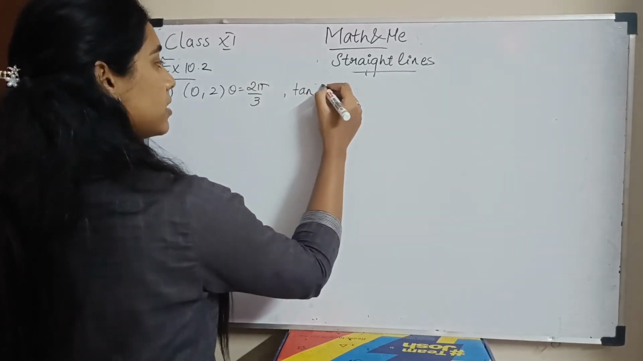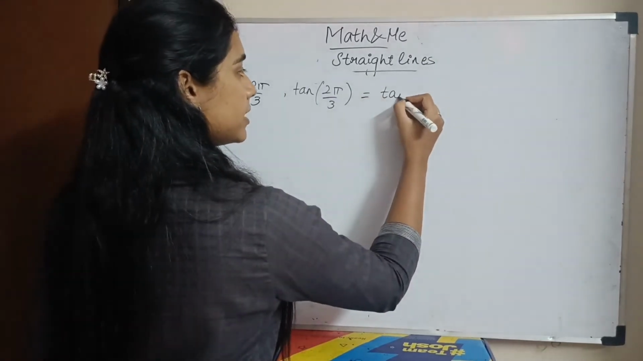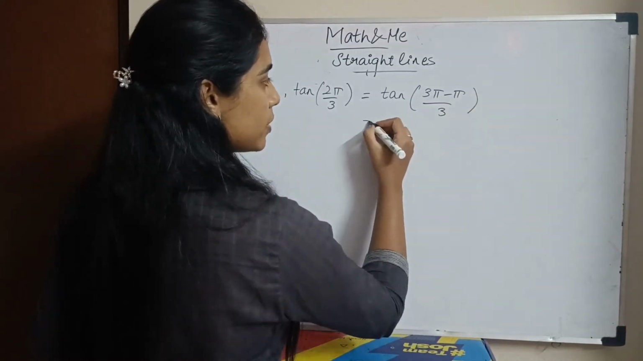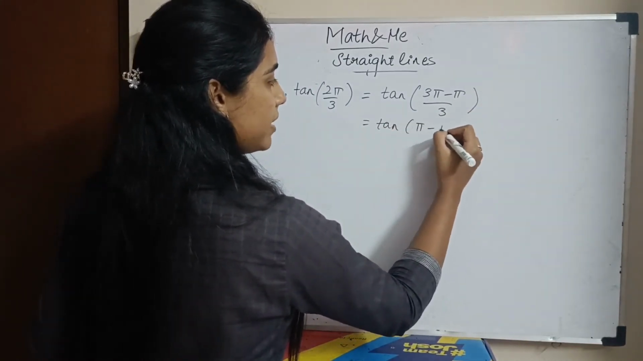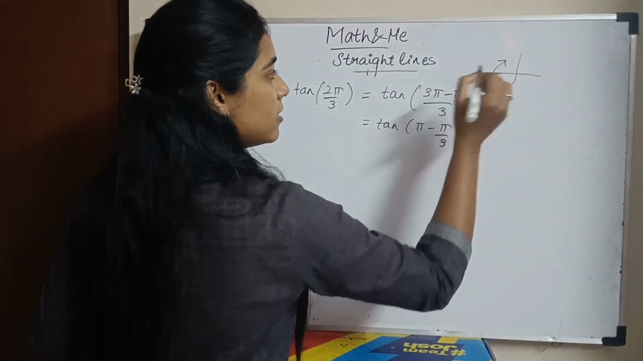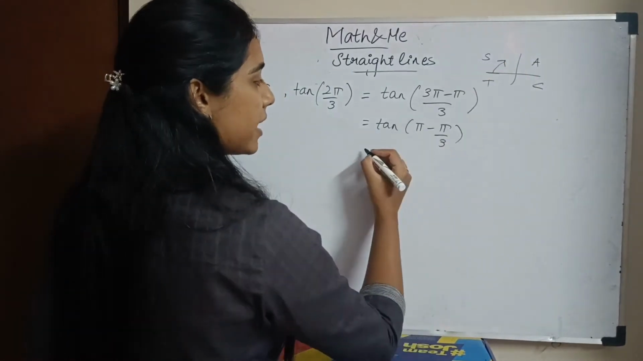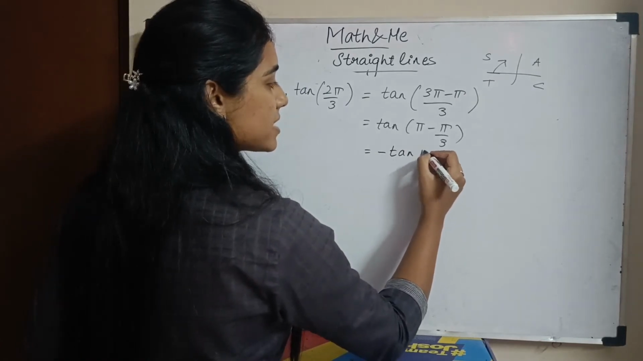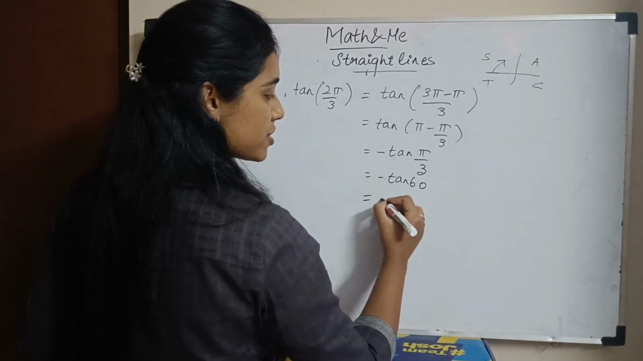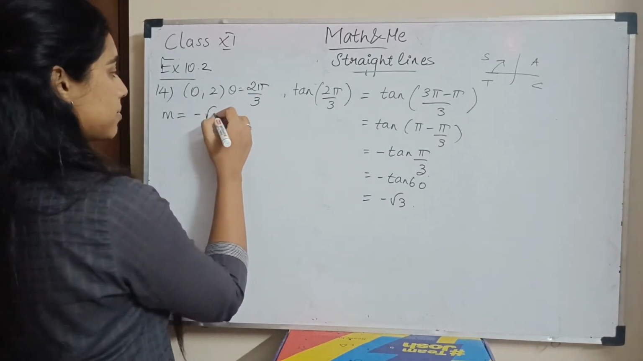So tan 2 pi by 3 is nothing but tan of pi minus pi by 3. Pi minus pi by 3 means it is in the second quadrant, all silver tea cups, so the tan is negative. So what do you get? Minus tan pi by 3, which is minus tan 60, which is minus root 3. So what is your slope? Your slope is minus root 3.